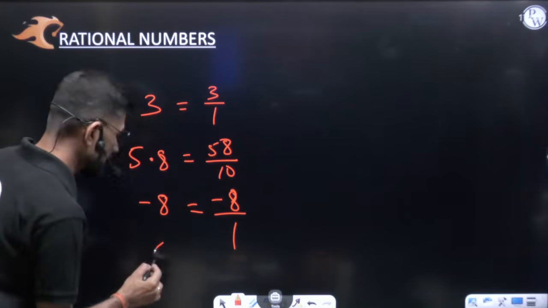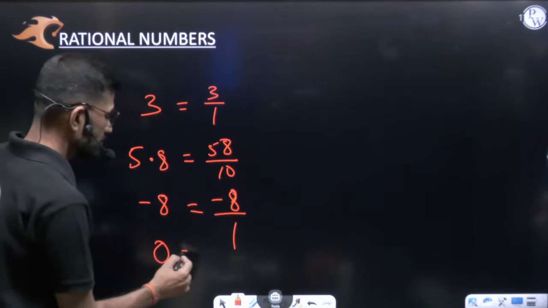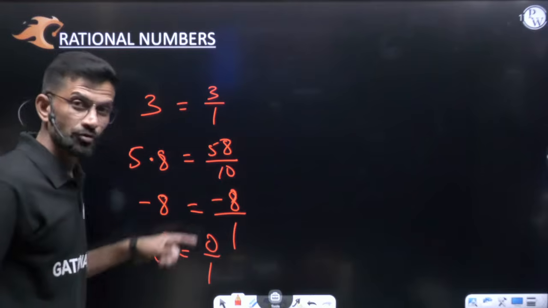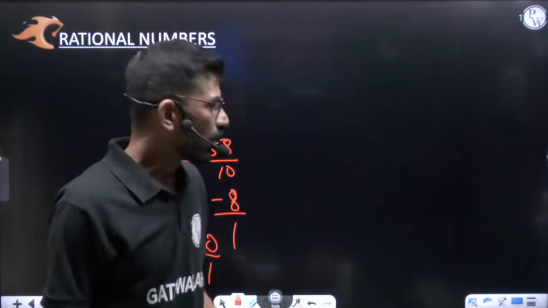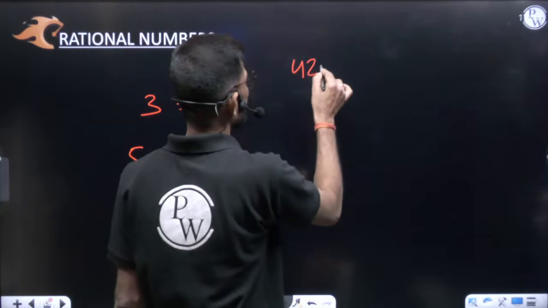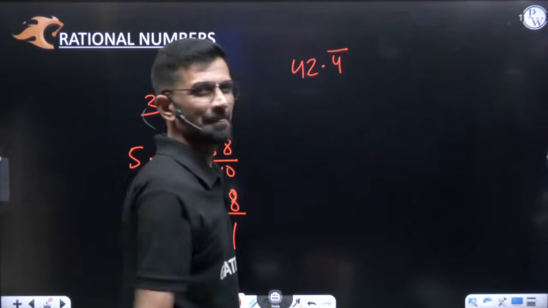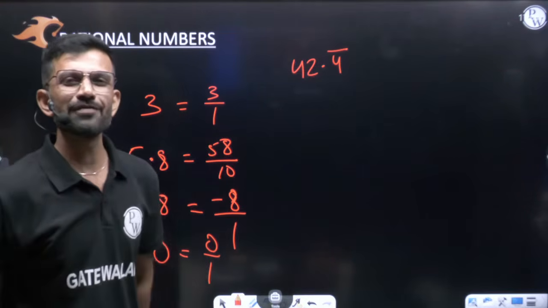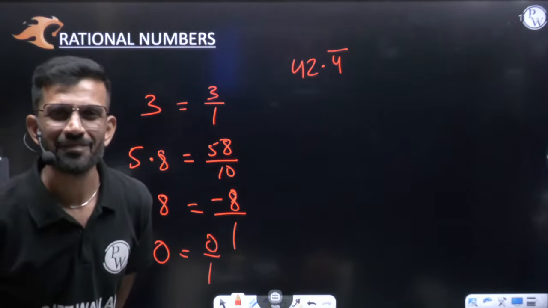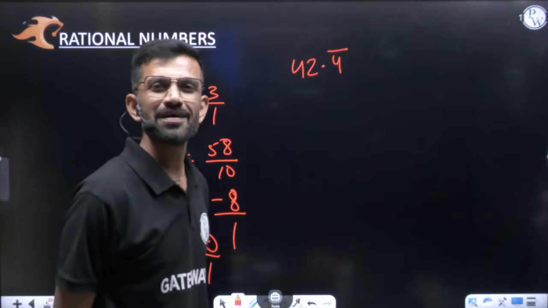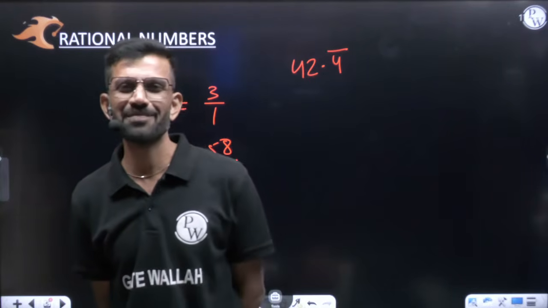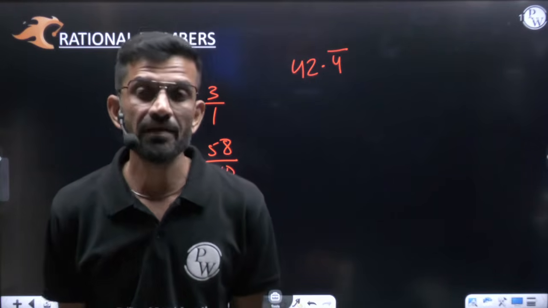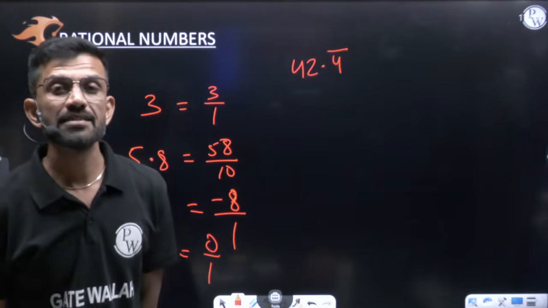Is 0 a rational number? Yes, you can write it as 0 by 1. Numerator can be 0, but the denominator should not be equal to 0. Now, is 42.4 bar a rational number? If you say yes, I want the p by q form for this. If you say no, don't worry. My dear friend, let me tell you, yes, it is a rational number.